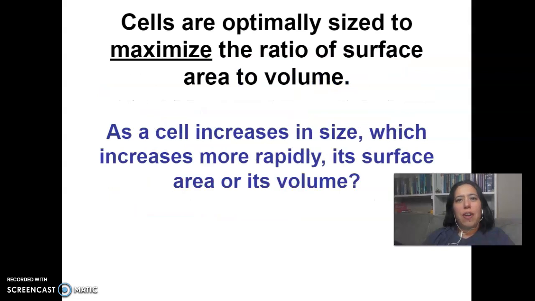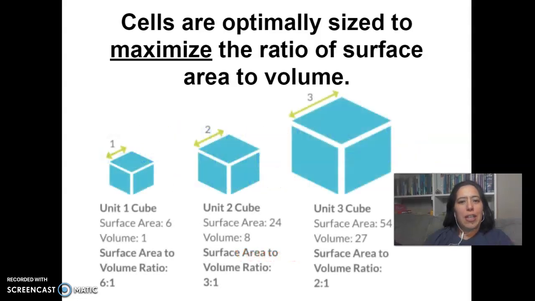And this is due to the fact that cells are optimally sized to maximize that ratio of surface area to volume. As a cell increases in size, which increases more rapidly? Do you recall from our first unit? Is it the surface area or its volume? Hopefully you said volume. Remember that as the cell increases in size, that volume is increasing at a faster pace, which actually decreases that surface area to volume ratio the larger the cell gets.